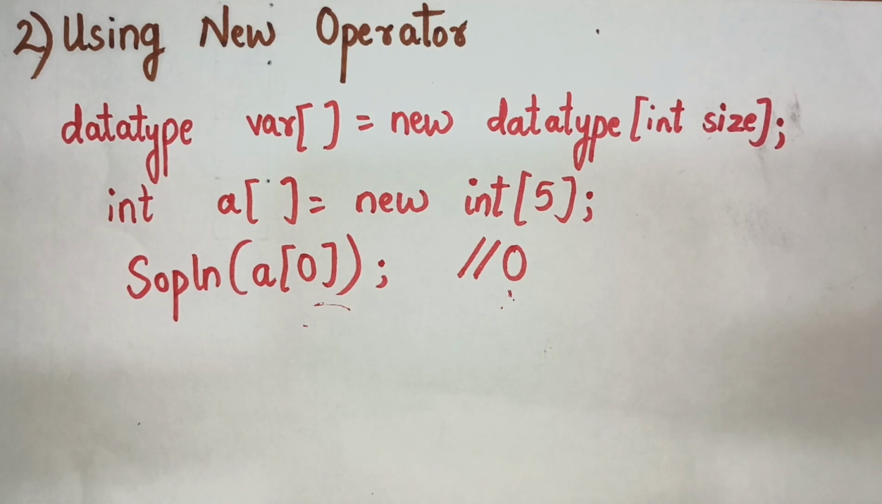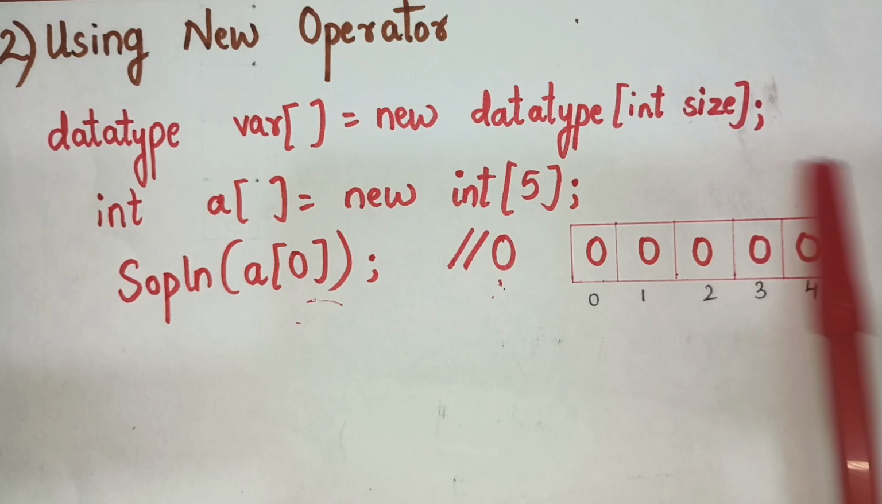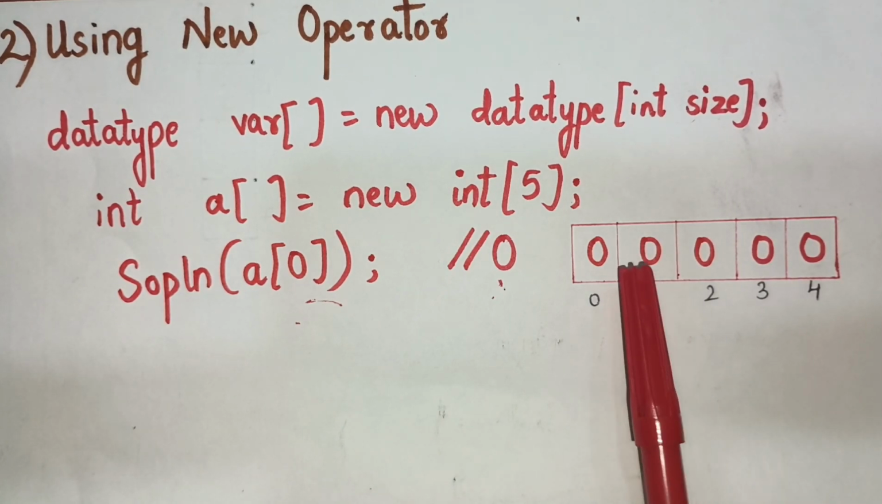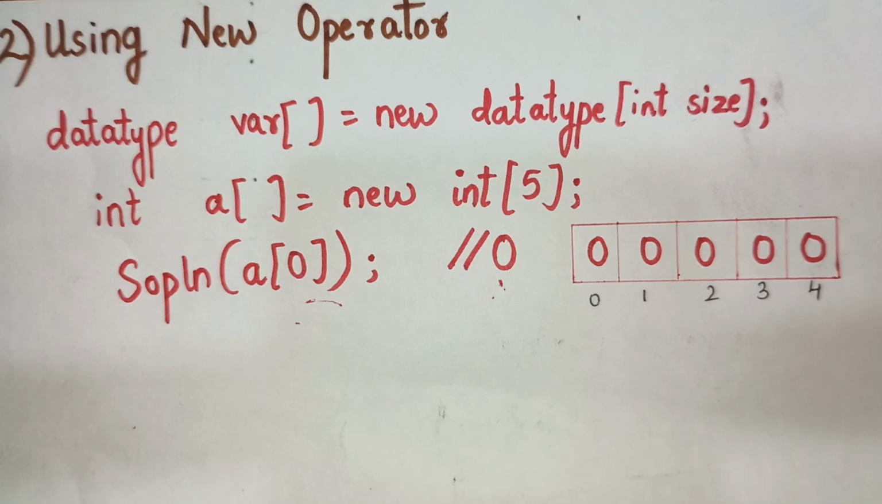For string, the default value is null. For double, the default value will be 0.0. When you write this statement, this is the array that will be created with default values 0. And starting index is 0, ending index is 4. That is size minus 1.